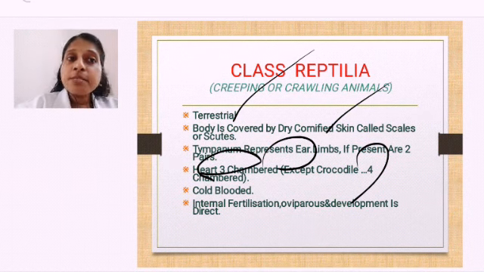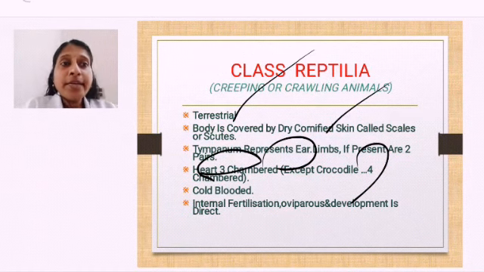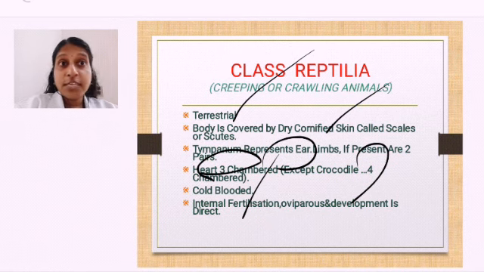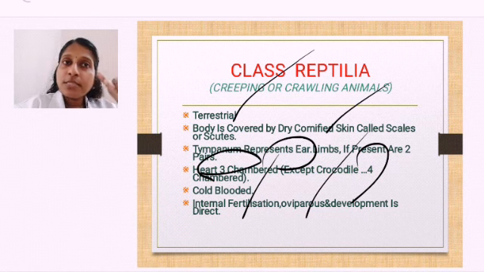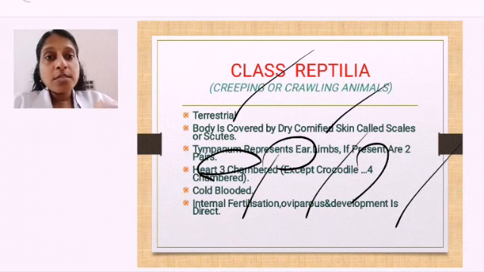Cold-blooded animals can change their temperature according to the external temperature. Fertilization is internal, that is, inside the body of the female, not like laying eggs in the water and sperm in the water with fertilization taking place in water. Okay, oviparous, egg laying, thereafter development is direct, meaning the younger ones resemble the adult, no metamorphosis. So that is regarding class Reptilia.